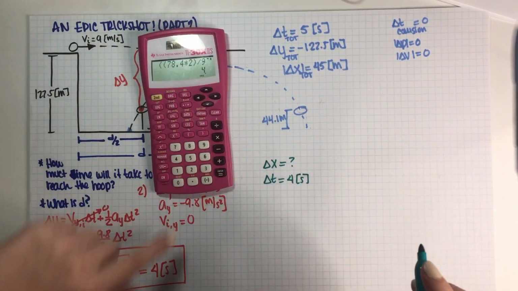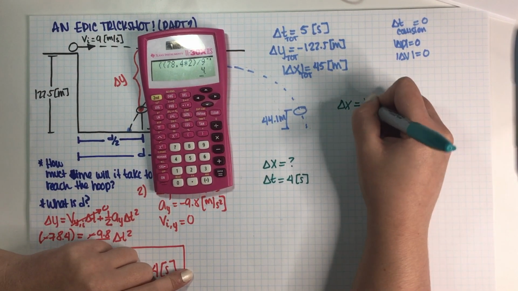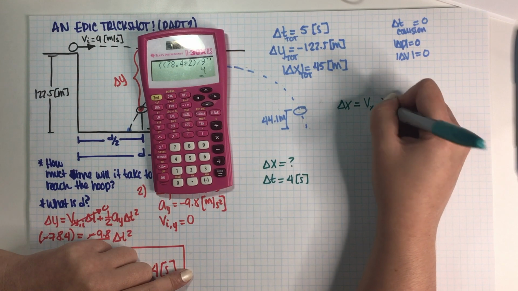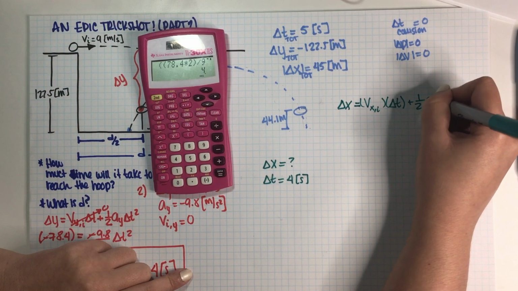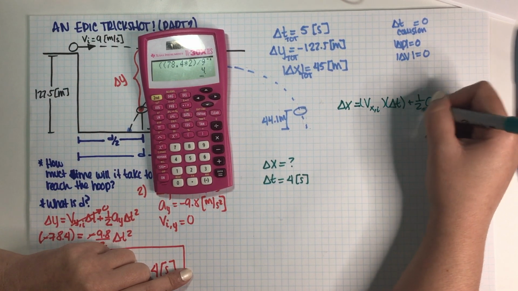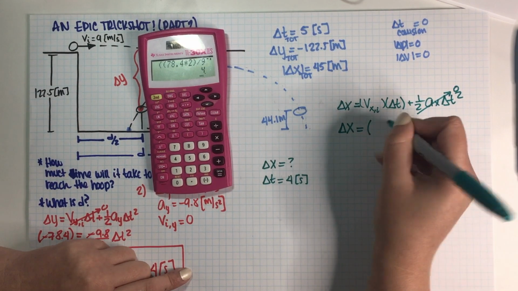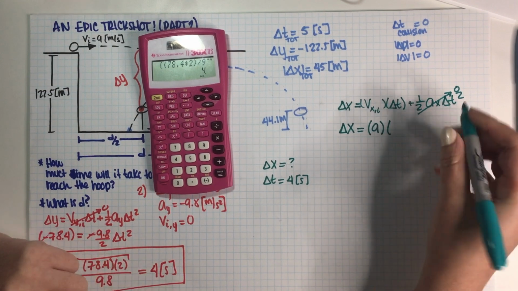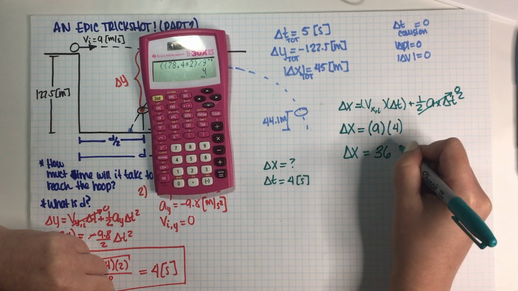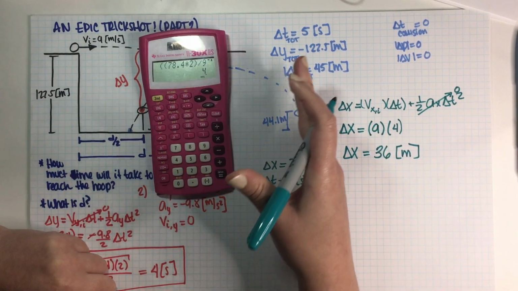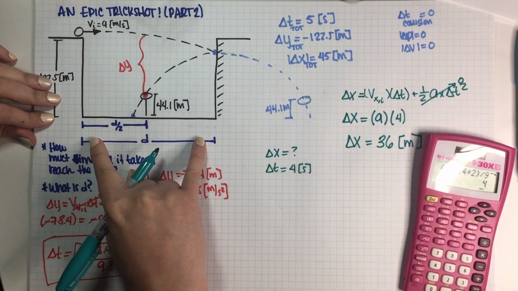I'm just going to use the same equation as before. Delta x is equal to v_x initial times delta t plus 1/2 a_x delta t squared. a_x is equal to 0. So delta x in this case is just the initial velocity, which is equal to 9, times time, which is equal to 4. So total travel distance is equal to 36 meters. But what does this mean? Because I just found a delta x, I didn't really find D, this distance.